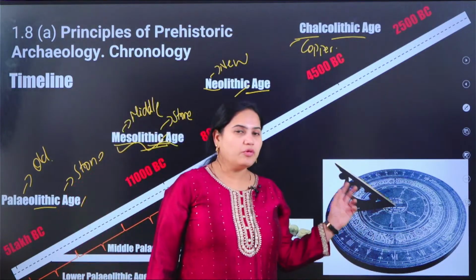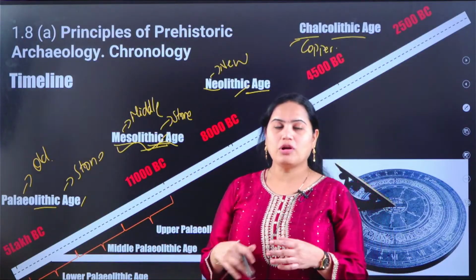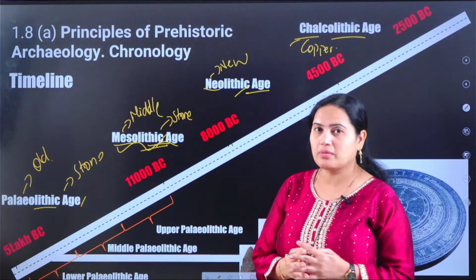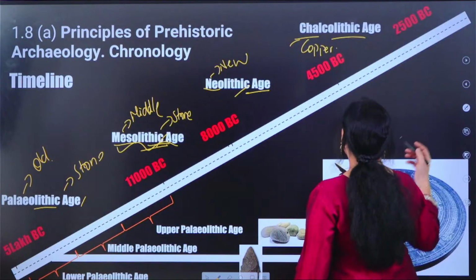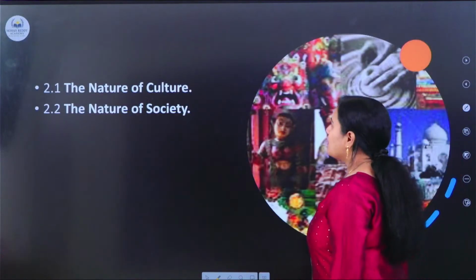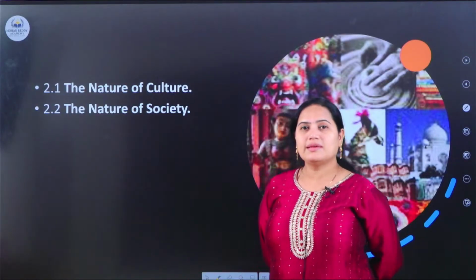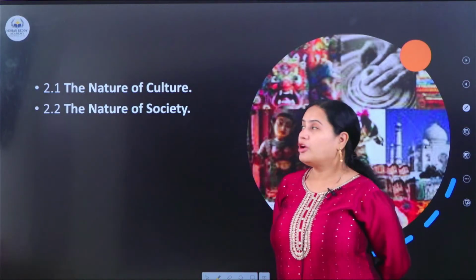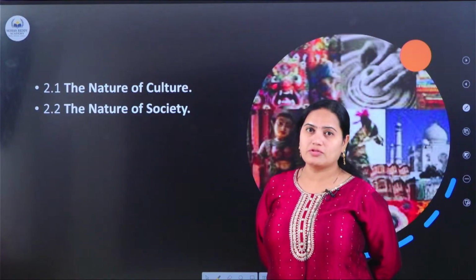So we will study the cultures which prevailed during this period of time, what types of tools they prepared, what their diet was. About all these things, 1.8, principles of prehistoric archaeology, and its chronology, we will study. So by that we have completed that, and then the second chapter, from here your socio-cultural anthropology starts. 2.1 and 2.2 talk about the nature of culture and the nature of society.